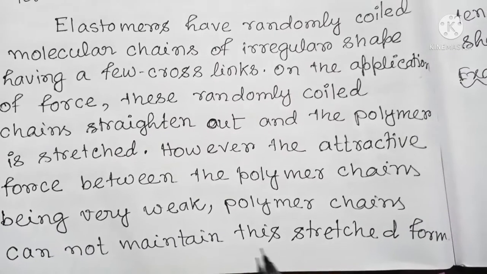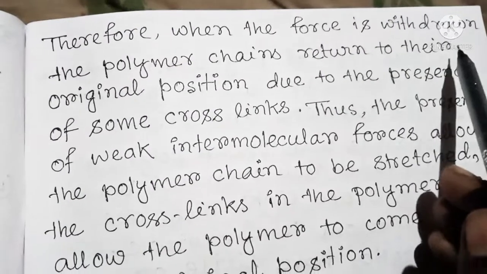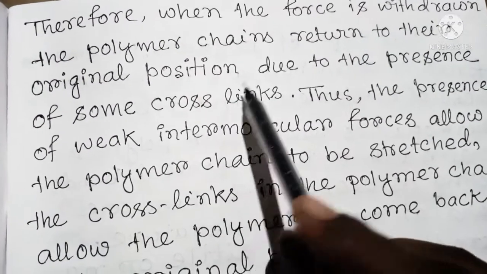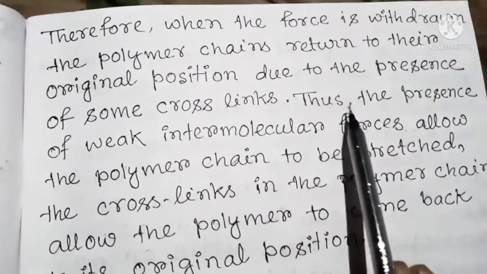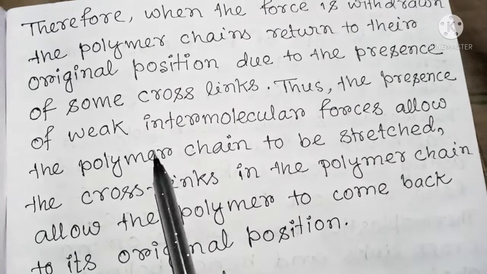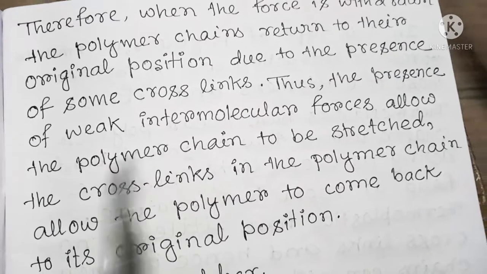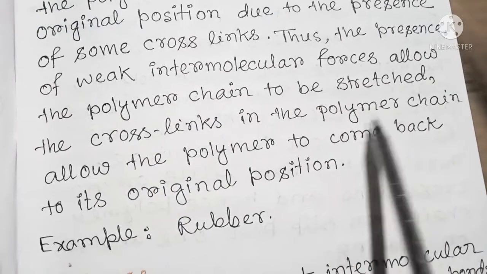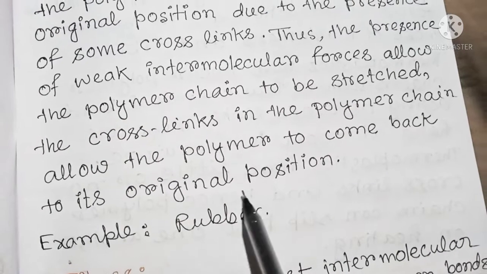Therefore, when the force is withdrawn, the polymer chains return to their original position due to the presence of some crosslinks. Thus, the presence of weak intermolecular forces allows the polymer chain to be stretched. The crosslinks in the polymer chain allow the polymer to come back to its original position. Example of elastomer is rubber.